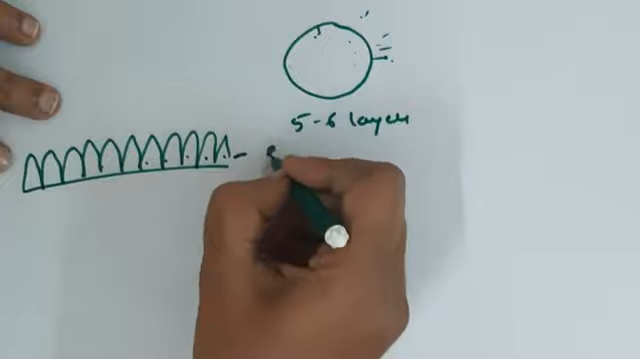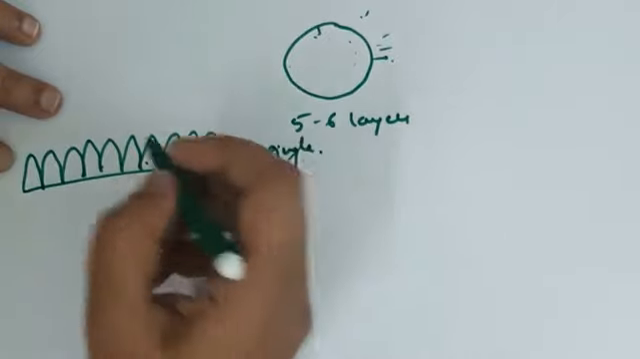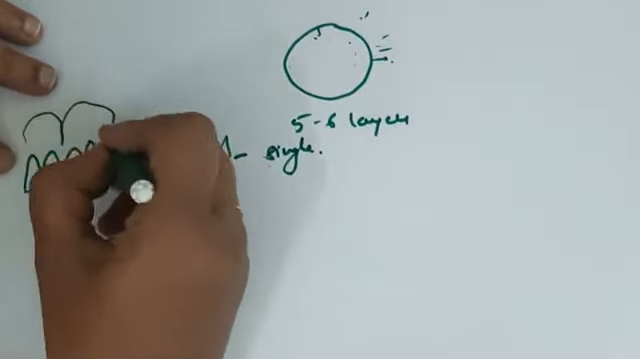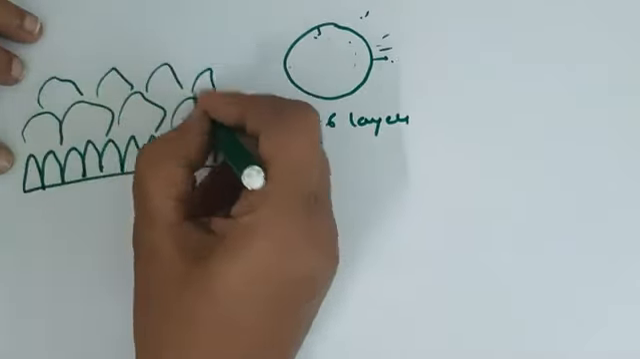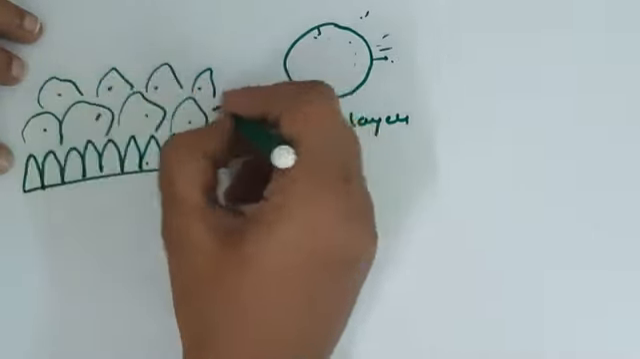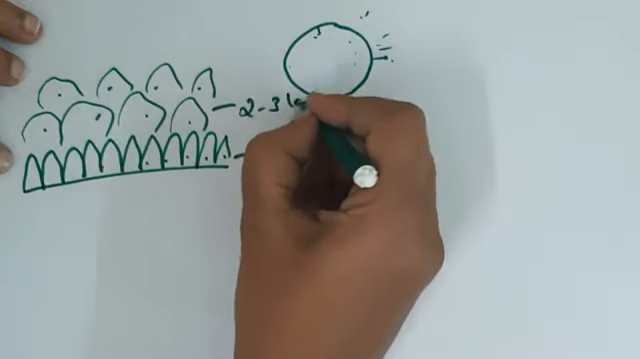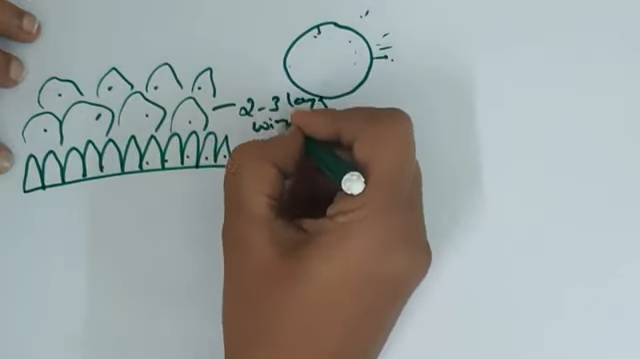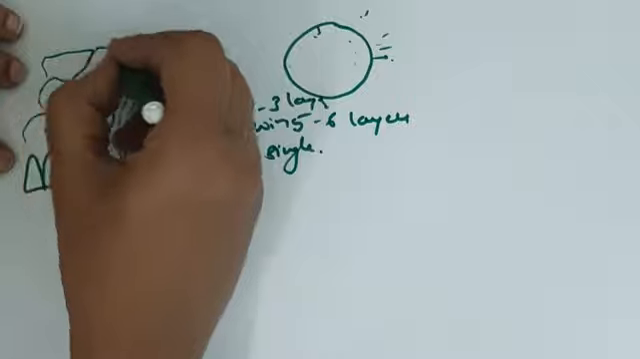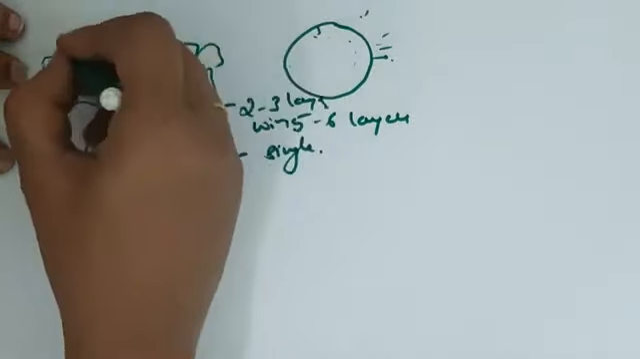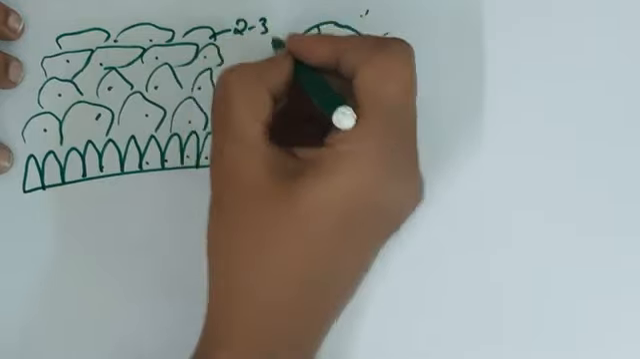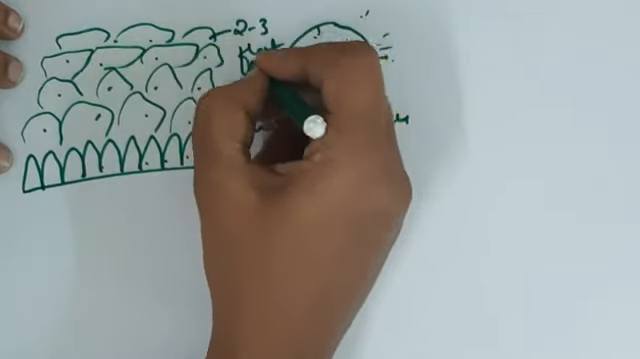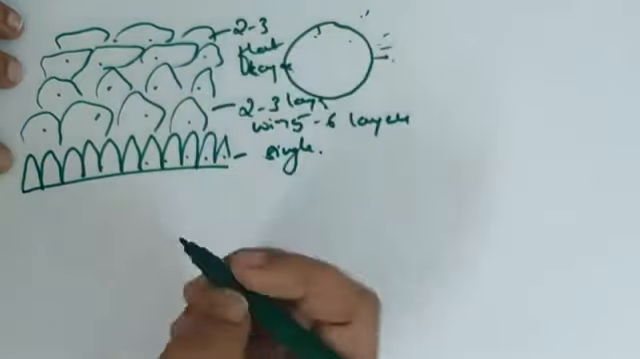It is a single layer. Next come the umbrella shaped or wing shaped epithelial cells. The next 2 to 3 layers are umbrella shaped or wing shaped cells. The superficial most are the flat cells. So this also contributes around 2 to 3 layers of flat cells. So these are the layers of epithelium.